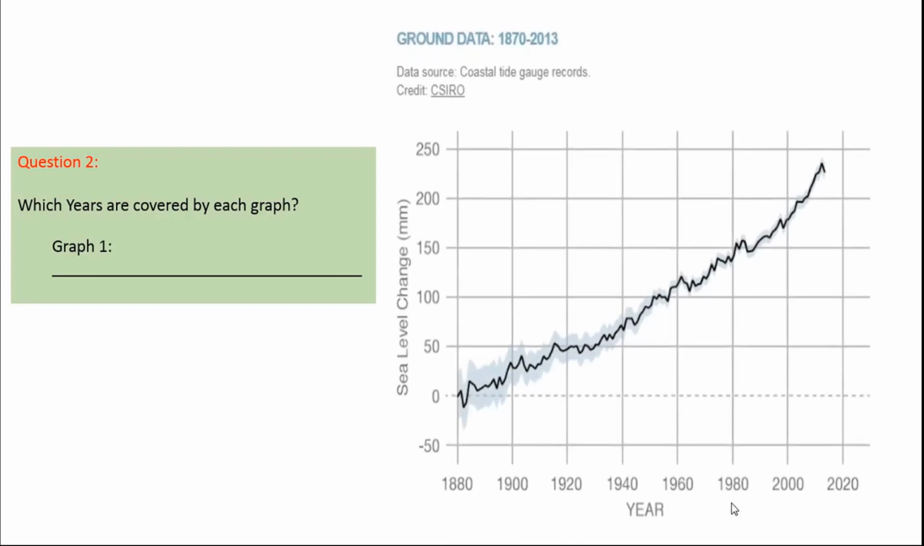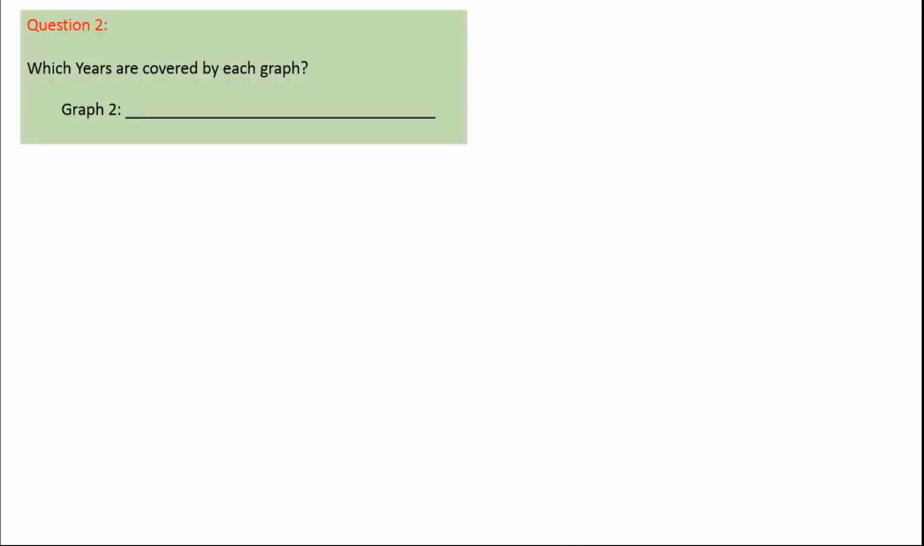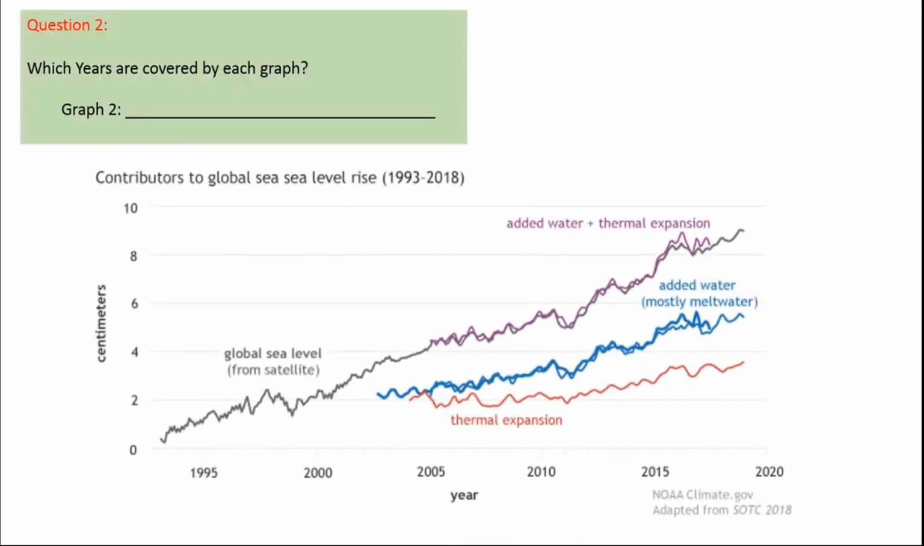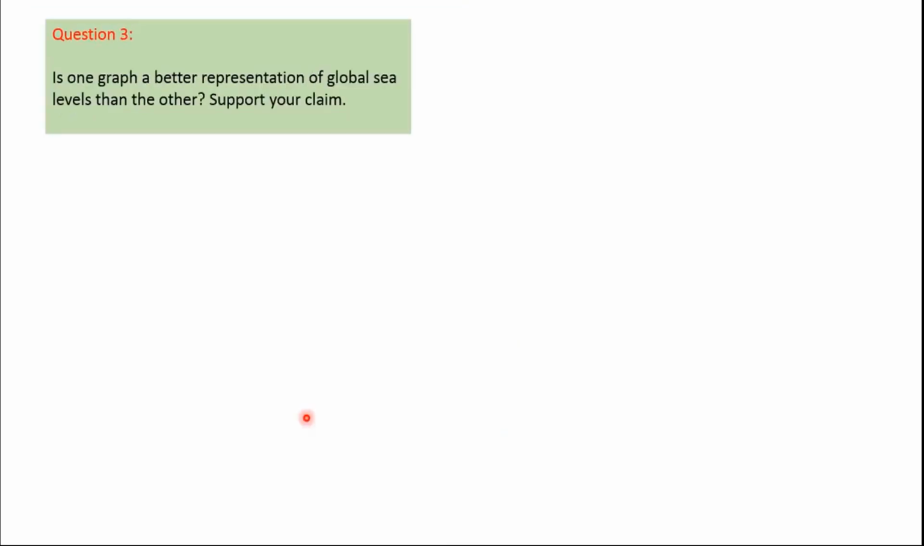Question 2, which years are covered by each graph? So here's our graph, and the years you can see right there on the bottom. Which years are covered by each graph? So graph 2, again the years are at the bottom.